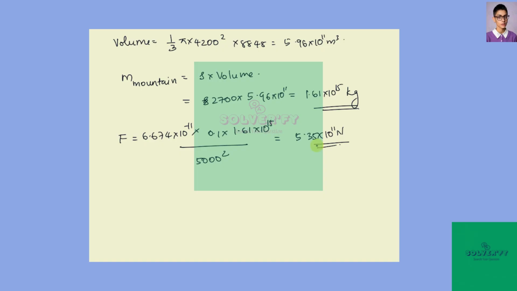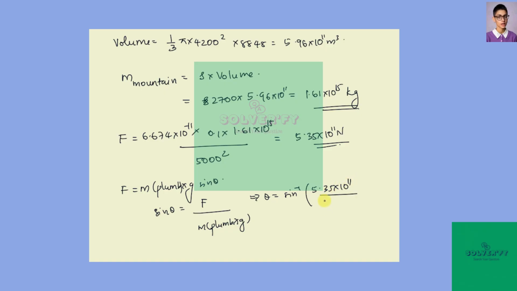Now we can use this formula to estimate the angle theta by setting it to the tension of the plumb ball's string. That is, F is equal to mass of plumb ball multiplied by G sin theta. That is, sin theta is equal to F by mass of plumb ball multiplied by G, or theta is equal to sine inverse of 5.35 into 10 raised to 11 divided by 0.1 into 9.81, which is equal to 89.99 degree, or approximated to 90 degree.